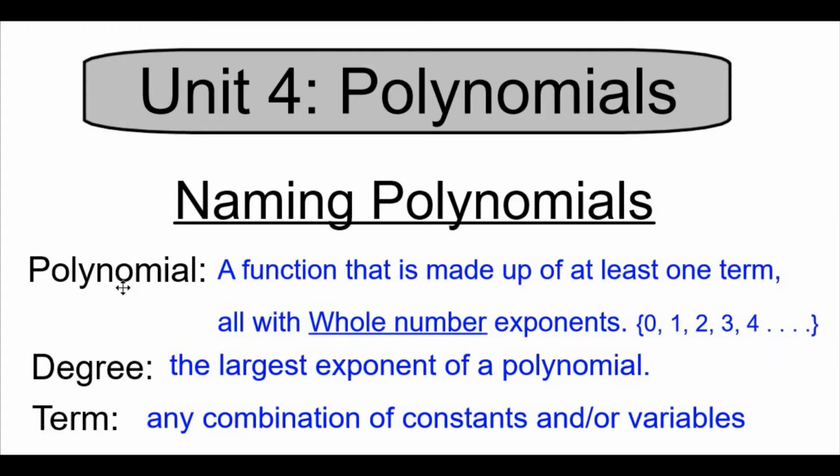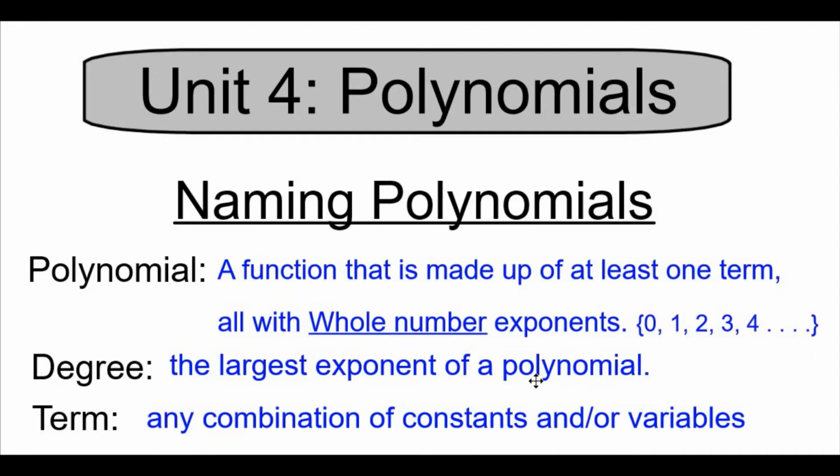The name polynomial, basically in Latin root here, is poly meaning many, nomial meaning numbers. So it means literally many numbers. But in math, it is a function that is made up of at least one term in which all the terms have whole number exponents, meaning their exponents are 0, 1, 2, 3, 4. They cannot be negative. They cannot be a fraction. They cannot be irrational. The degree is what we describe as the largest exponent of the polynomial.